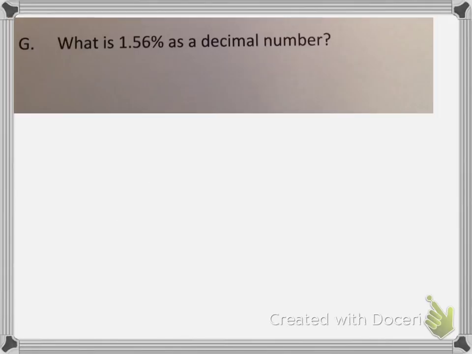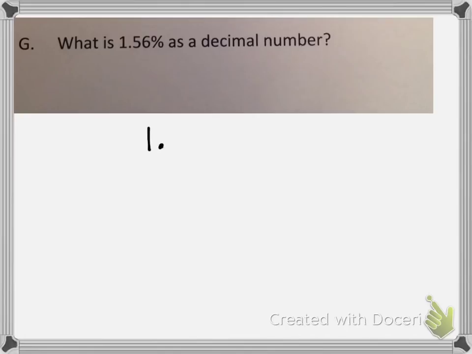All right, one more example. Go ahead and pause the video and try to figure out example G. What is 1.56% as a decimal number? Go ahead and pause, and then we'll work it out together. Check your answer to see if you got the right answer.